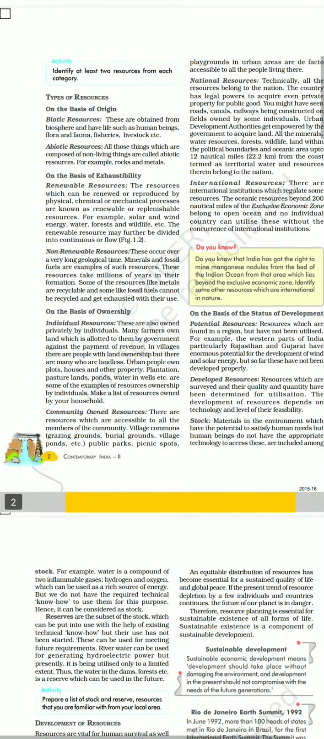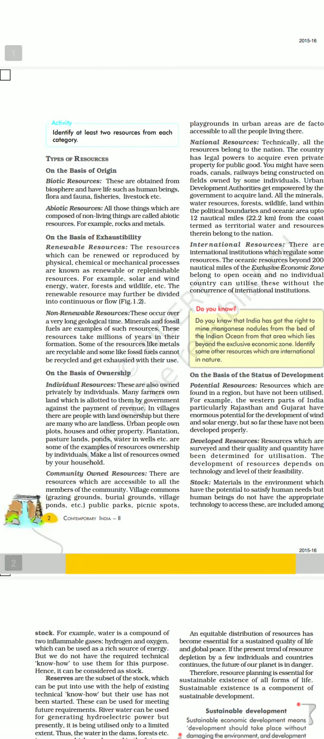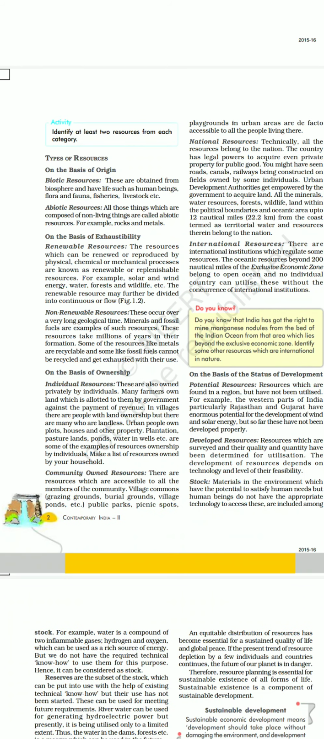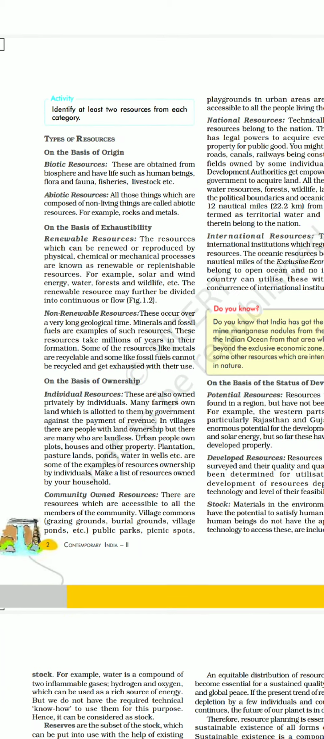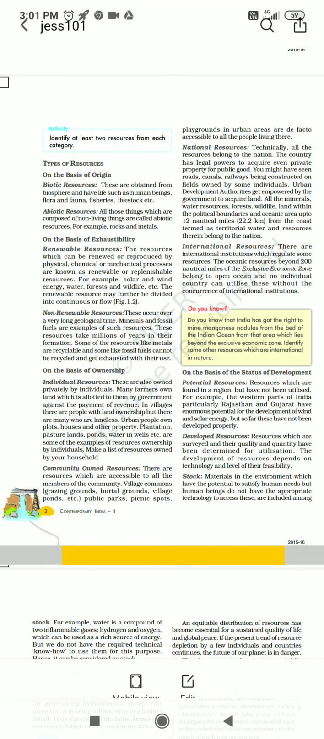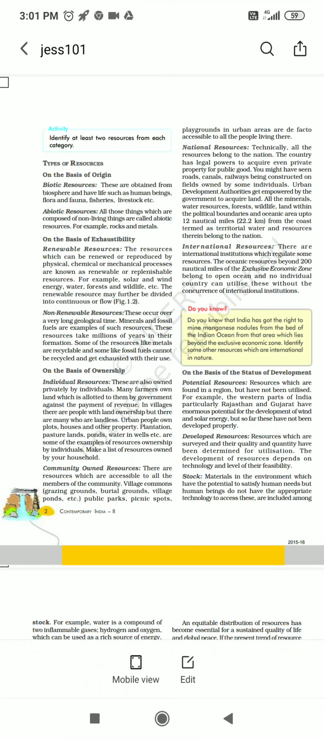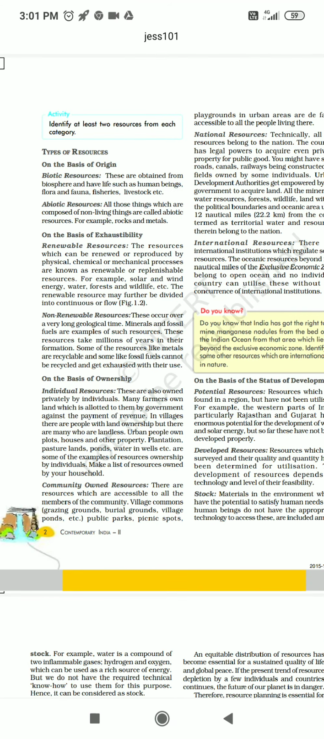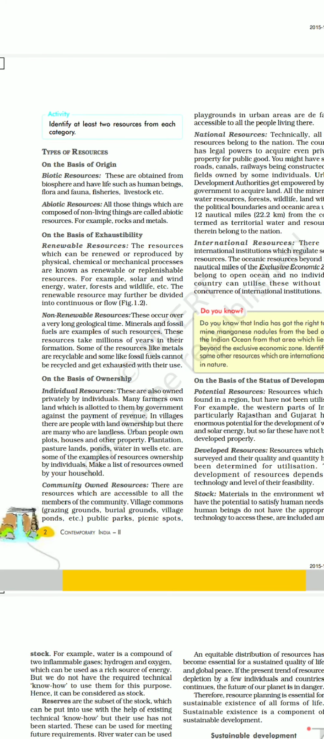Now let's move on to the next page, that is types of resources, or the classification of resources. First let's analyze the classification of resources on the basis of origin. Biotic resources are those obtained from the biosphere and have life, such as human beings, flora and fauna, fisheries, etc. Biotic means living, and the biosphere is where living organisms exist.